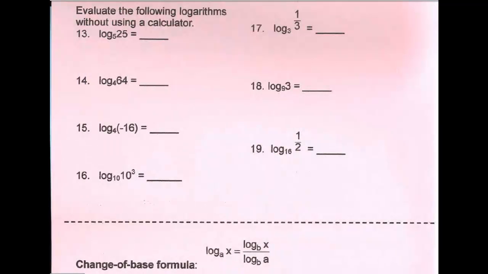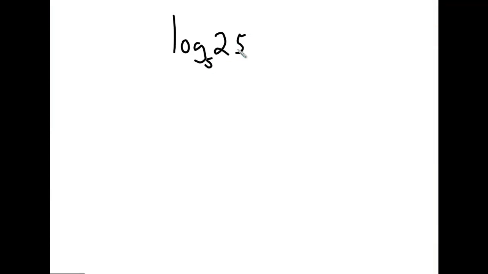Now we're going to evaluate the following logarithms without using a calculator. So we're going to use the information we know to help us with something we don't know. Now we just learned that we can rewrite this logarithm to be 5 to some power equals 25. Well, 5 squared equals 25, so the blank is 2. Log base 25 is equal to blank.